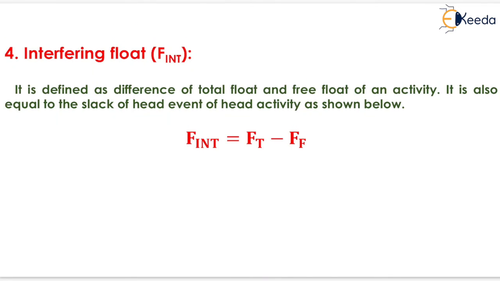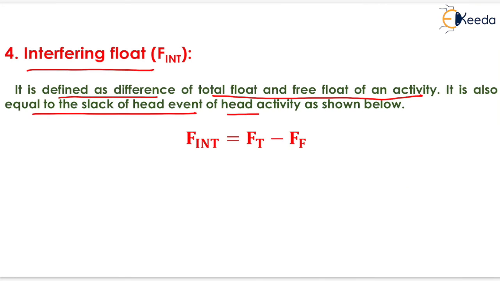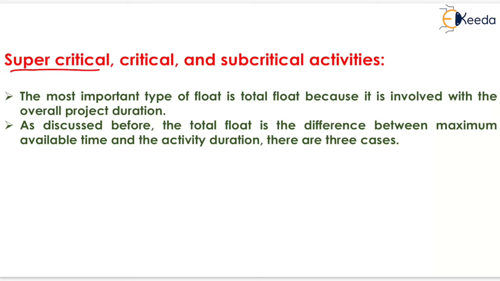Now the next one will be the interfering float. It is defined as the difference of total float and free float of an activity. It is also equal to the slack of head event of head activity as shown below. It will be equal to total float minus free float. The next topic is supercritical, critical and subcritical activity.